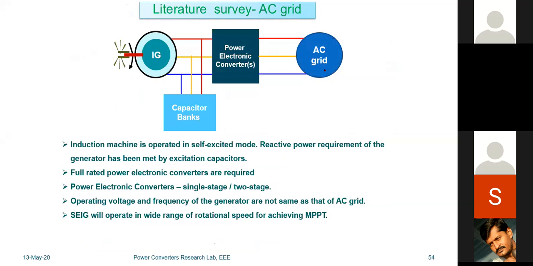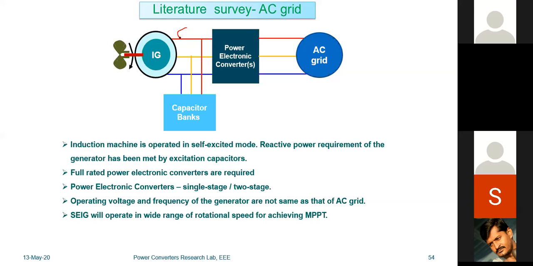The induction machine is operated in self-excited mode. The reactive power requirement of the generator is met by the excitation capacitor. Full rated electronic converters are required. The power electronic converters may be single stage or two stage. The operating voltage and frequency of the generator are not the same as those of the grid. So the self-excited induction generator will operate in a wide range of rotational speed for achieving MPPT.